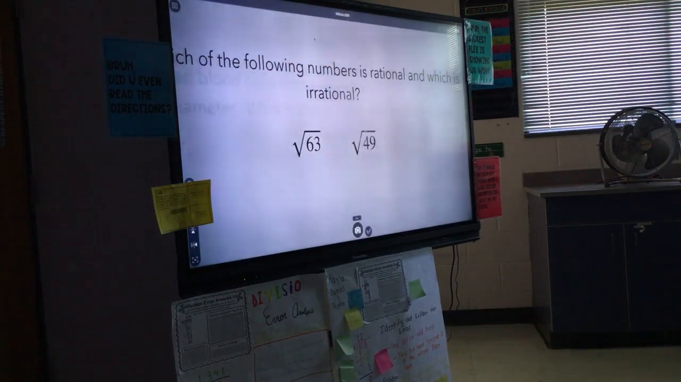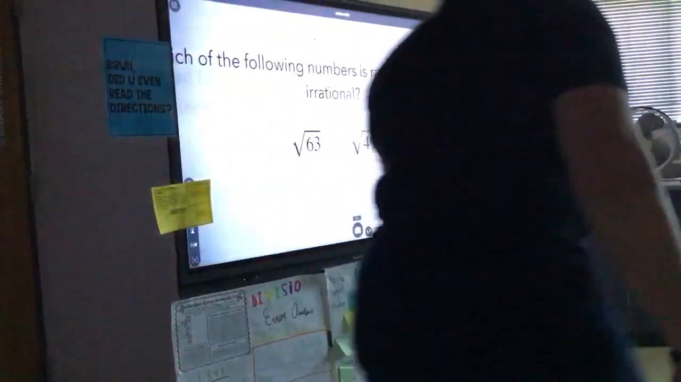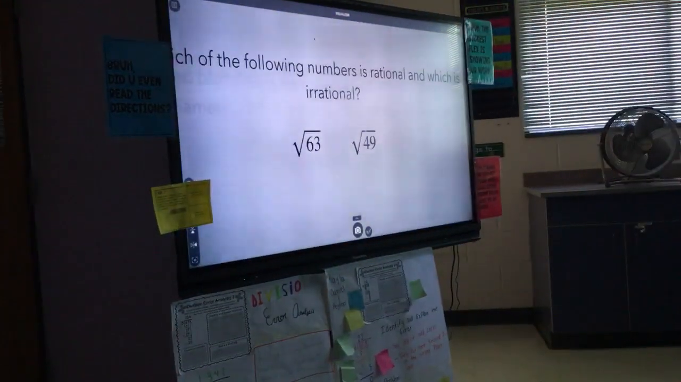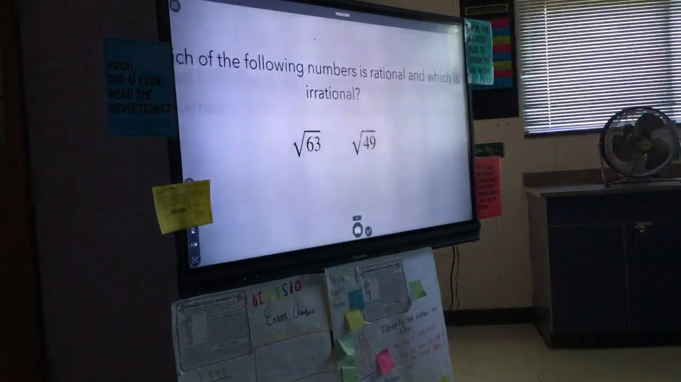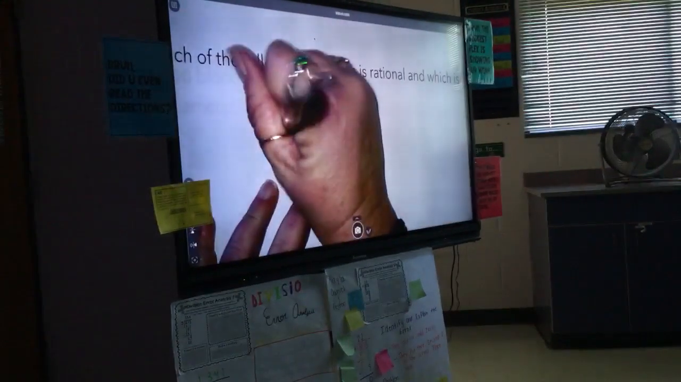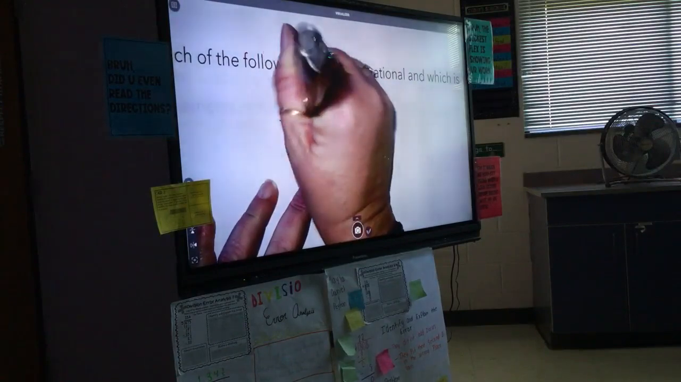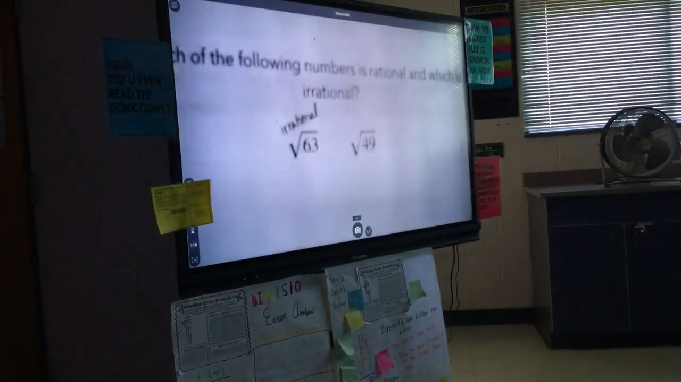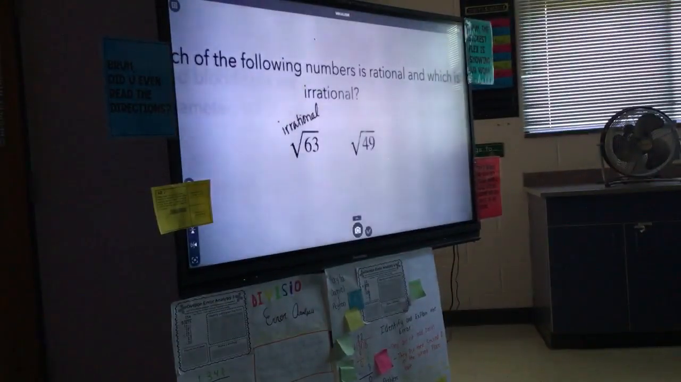Wait, what? Sit down. I thought I got this right. Well, I thought, but maybe I looked at it wrong. I said 49. Totally did it wrong. I knew that. I mean, your reasoning was right, though. All right, so this is irrational. And then, obviously, the square root of 49 is rational.